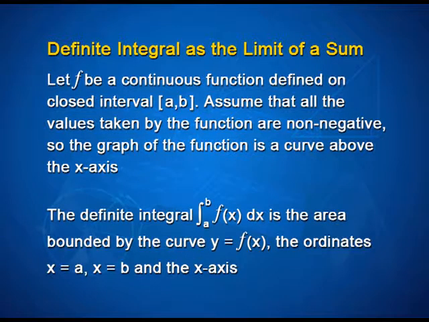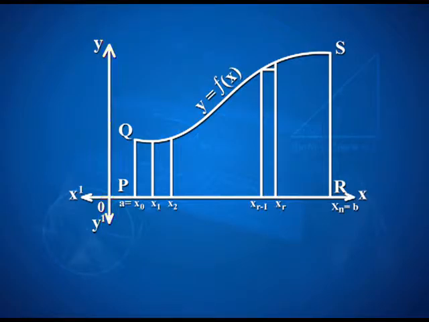The definite integral from a to b of f(x) dx is the area bounded by the curve y = f(x), the ordinates x = a, x = b and the x axis. Here look at the graph, this is the y axis and this is the x axis with the curve. We have to study about the area of the region PRSQP.